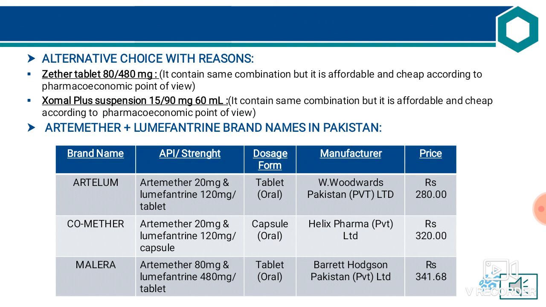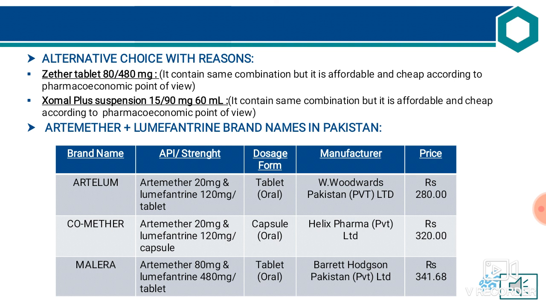Artemether and lumefantrine brand names in Pakistan. The available brands in Pakistan are Artelium. Strength is artemether 20 mg, lumefantrine 120 mg. Dosage form is tablet and it's oral. Manufacturer is Woodwards Pakistan Private Limited. Its price is 280 rupees.